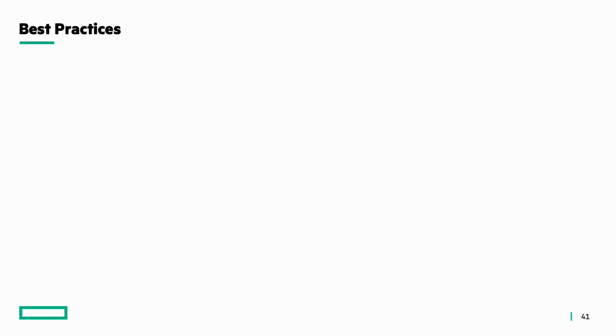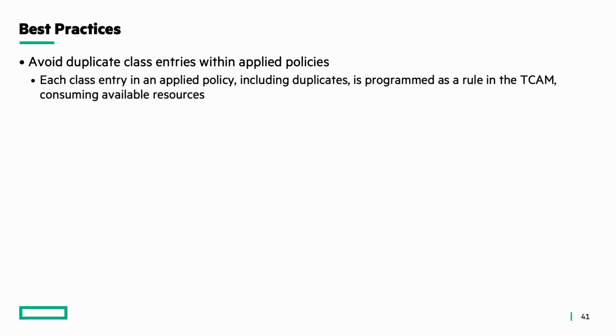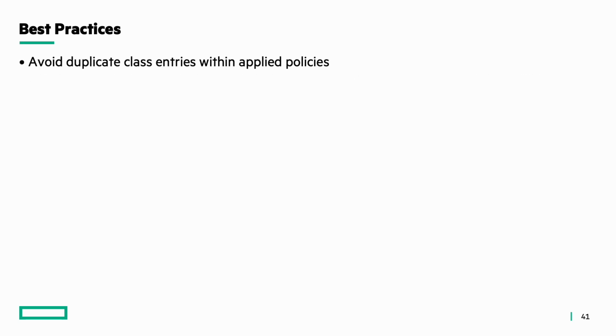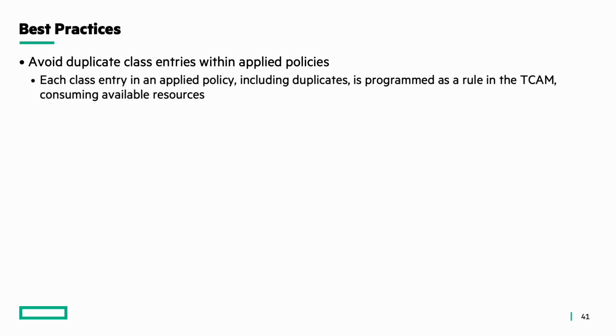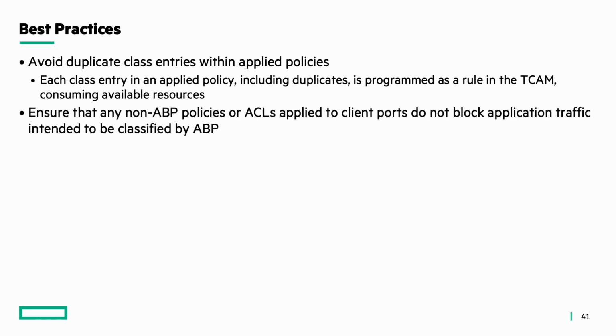Here are a few best practices when deploying and working with app-based policies. First, avoid duplicate class entries within applied policies. Because every class entry in an applied policy is programmed as a rule in the switch TCAM, duplicates will unnecessarily consume available hardware resources. Second, ensure that any non-app-based policies or access lists applied to client ports do not accidentally block any application traffic that is intended to be classified and enforced via app-based policy.